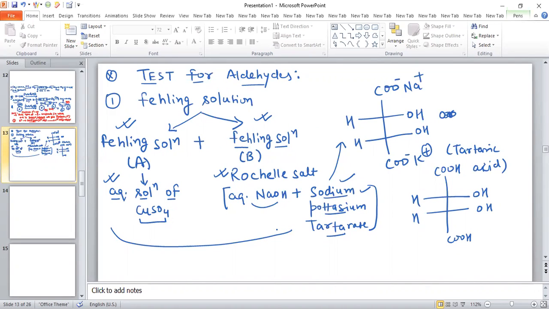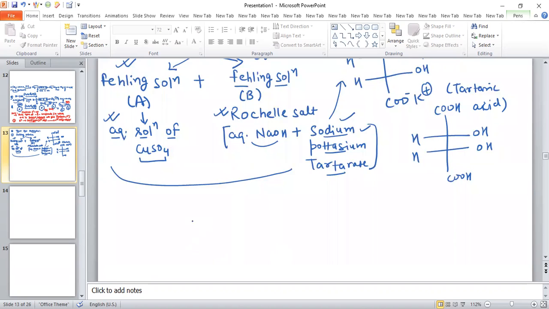Now see, Fehling's solution is basically used to distinguish between aldehyde and ketone, and also Fehling's solution is used to test sugar in urine. So what are basically the features of Fehling's solution? You can write about Fehling's solution in the form of a note.